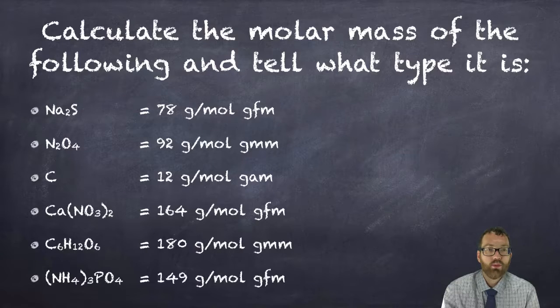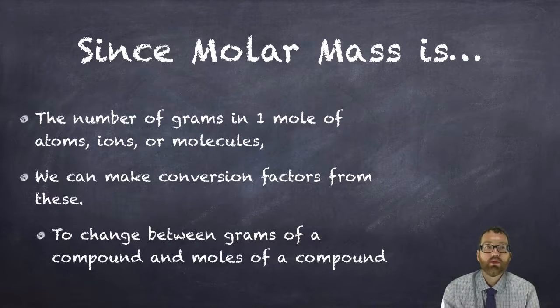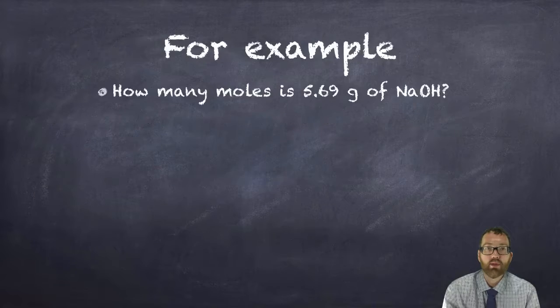And in the last one, we would have 149 grams per mole. And that was a tricky one. That's gram formula mass. Now, you don't see any metals there, but NH4 is a polyatomic ion with a +1 charge, and phosphate is a -3 charge. So we get a positive and negative charge. This is an ionic compound. So since the molar mass is the number of grams in 1 mole of atoms, ions, or molecules, we can make conversion factors from these to change between grams of a compound and moles of a compound. So let's do some example problems.